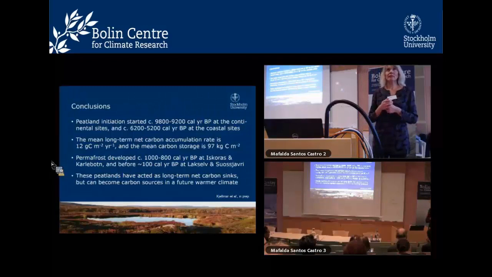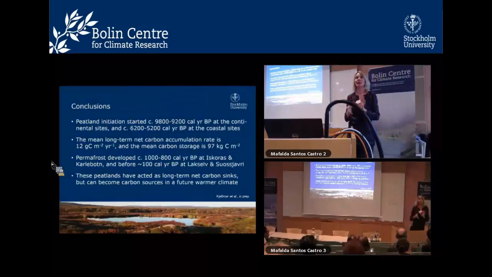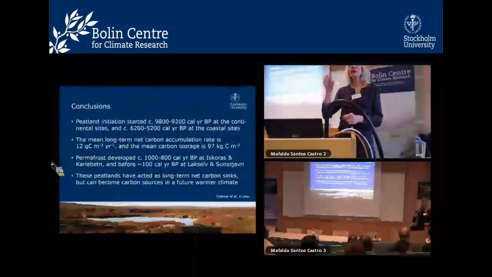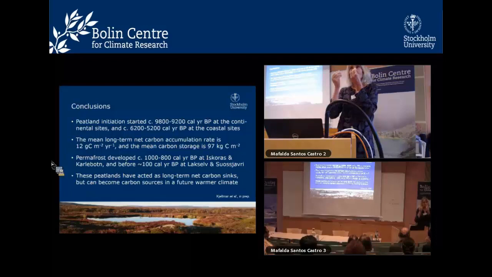Yeah. I didn't really have time to go into this in detail, so I put this around 100 cal year BP. But I would like to stress that this is a minimum age for the permafrost degradation. In these cores, we actually had a lot of just fluffy material that was impossible to find anything to date for quite a few centimeters. So this is really a minimum age. We expect permafrost aggradation to have been earlier also at these sites. But of course, we don't have any data for that.